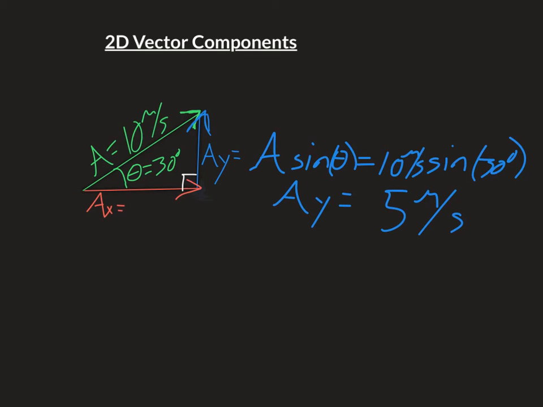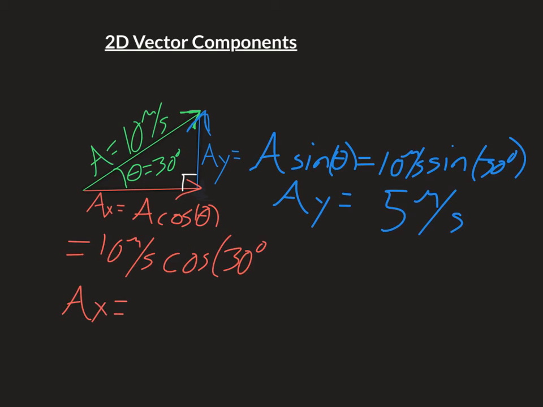In the same way, we can take a of x and say that it's equal to a times cosine of theta, which we're going to rewrite as 10 meters per second times cosine of 30 degrees, which means a of x, when we plug that into our calculator, is equal to 8.7. Yes, it's rounded, it's okay, meters per second. And now we have the value of the two vector components that we need.